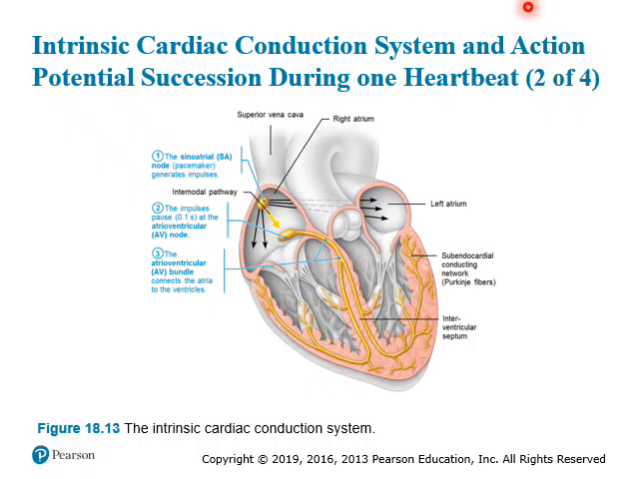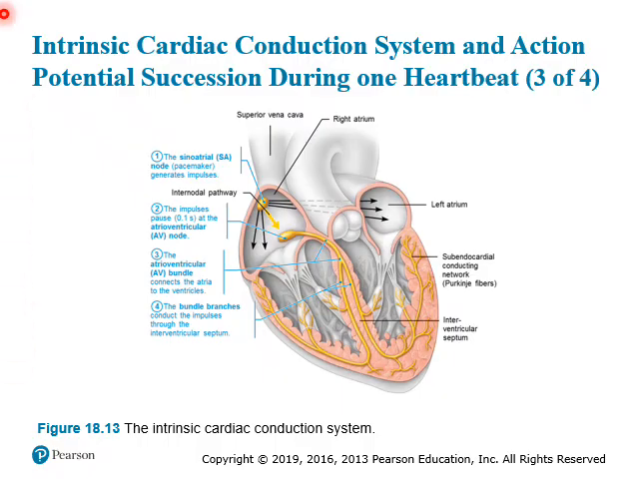The atrioventricular bundle, the AV bundle of His, there you go, this is the AV bundle, is located in the superior interventricular septum and is the only electrical connection between the atria and the ventricles, since the atria and the ventricles are not connected via gap junctions. Now, the right and left bundle branches are two pathways in the interventricular septum. They carry impulses towards the apex of the heart.